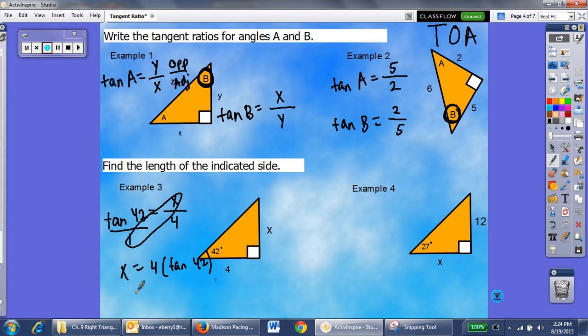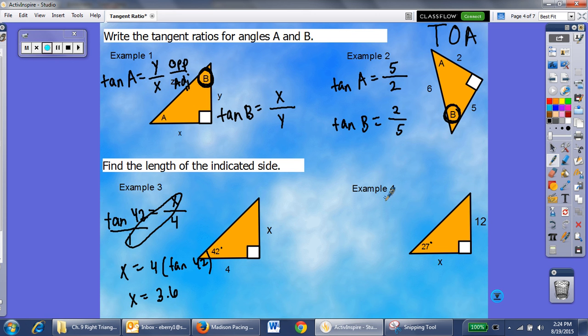And this we're going to need our calculator for. Taking your calculator, be very careful how you enter it in. I'm typing in 4 times the tangent of 42, and I'm making sure that 42 is in parentheses. And you end up getting 3.6. I'll round it to the nearest tenth there. So this is the side length, x is 3.6.